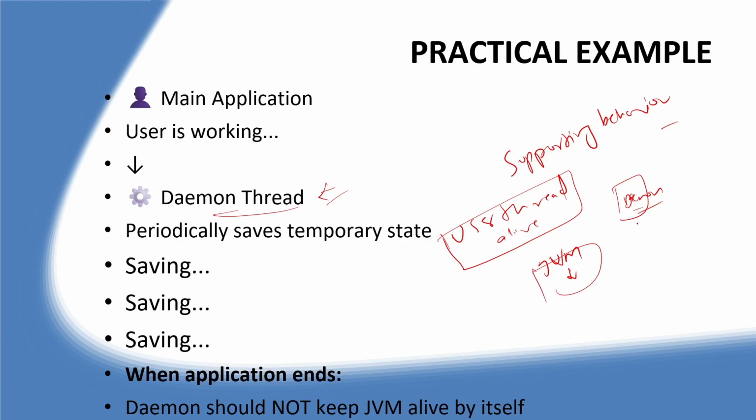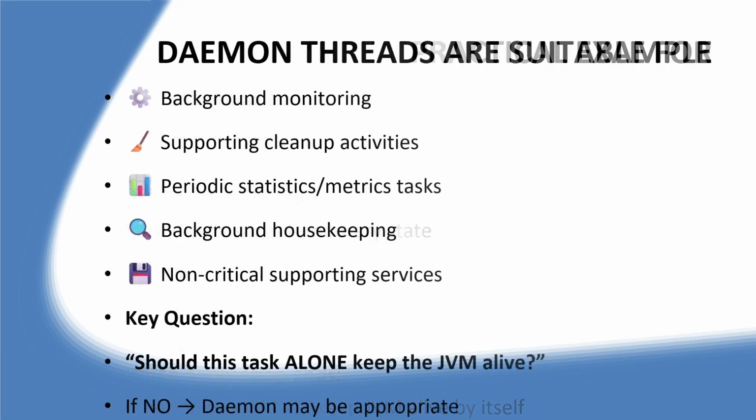Because daemon threads can be terminated when no user thread remains alive. Now we will see for what kind of cases daemon threads are suitable. So daemon threads are suitable for background monitoring, these things.